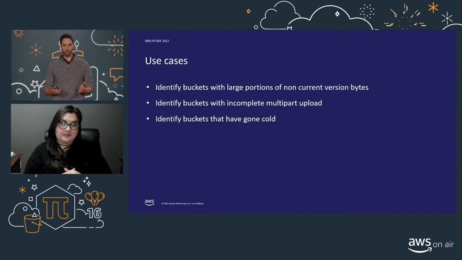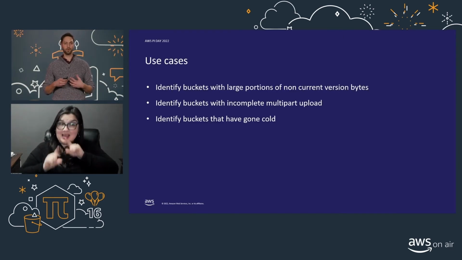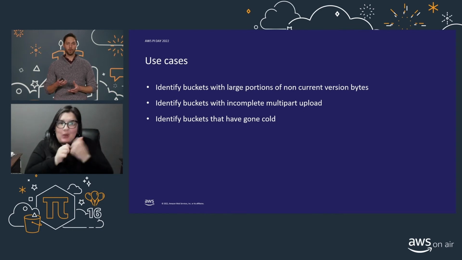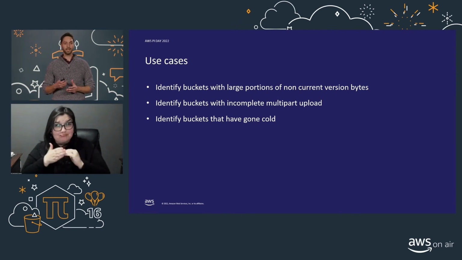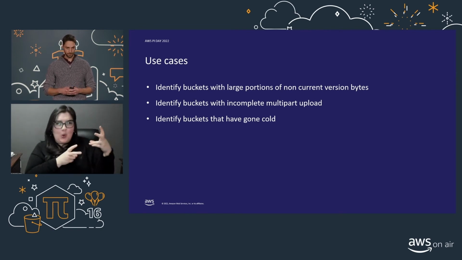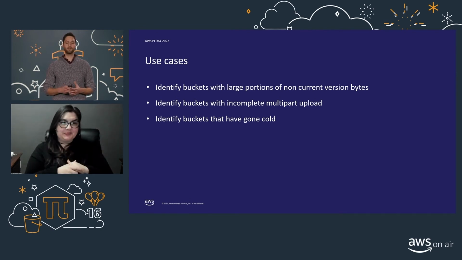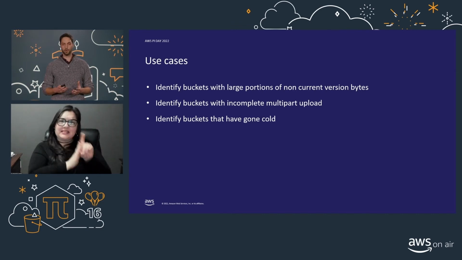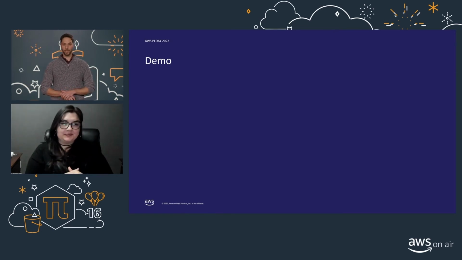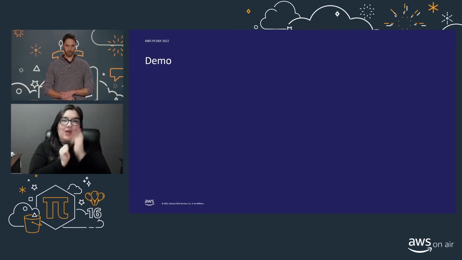Now, as we answer these questions, I also want to walk you through a few popular use cases for cost optimization to understand how you can save cost by using Storage Lens. The use cases to call out are: how can we identify buckets with a large portion of non-current versions? How can we identify buckets with incomplete multipart uploads that we would like to clean up? And how can we identify buckets that have gone cold and maybe are no longer in use for our organization? So let's do a demo together where I'll show you how to uncover these.